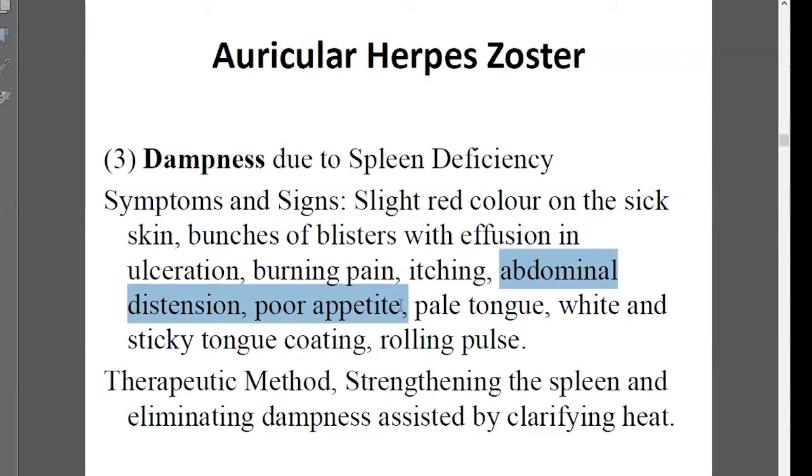And white tongue coating means no heat. And sticky, like greasy, still means some dampness or phlegm. And rolling, the same meaning as slippery, means dampness or phlegm. So that's our pattern, dampness with spleen deficiency. And the treatment principle, certainly, is to tonify the spleen and relieve dampness.